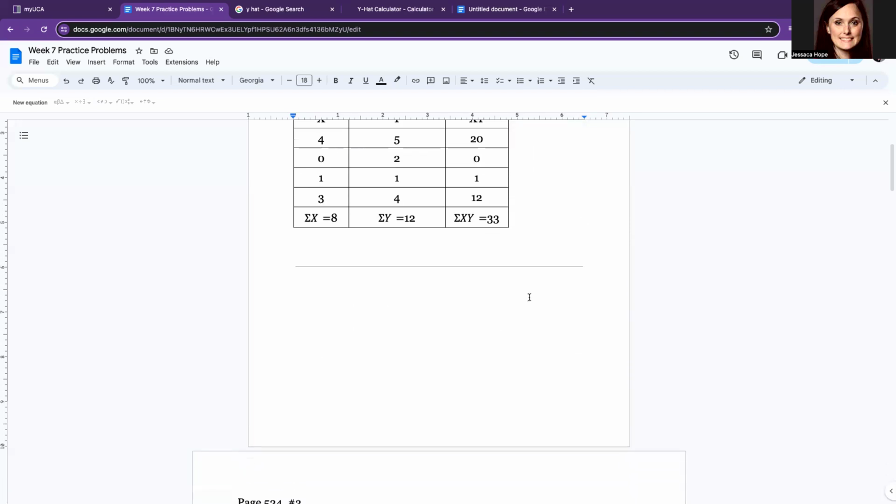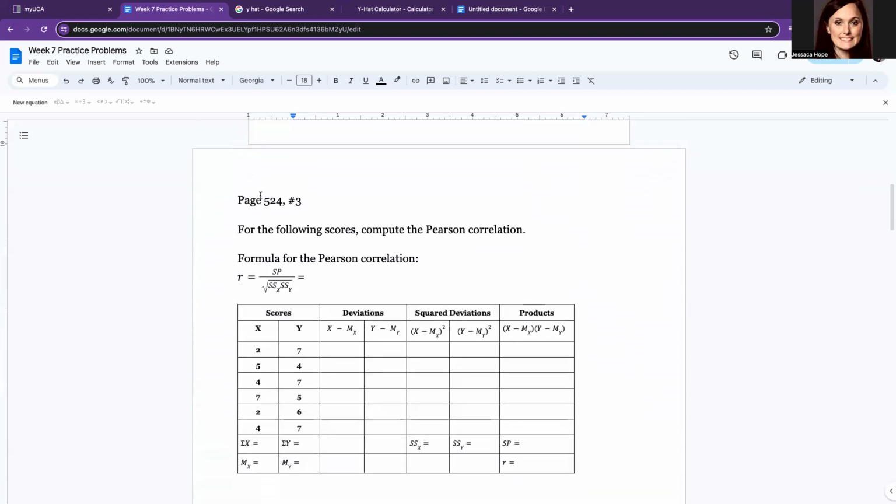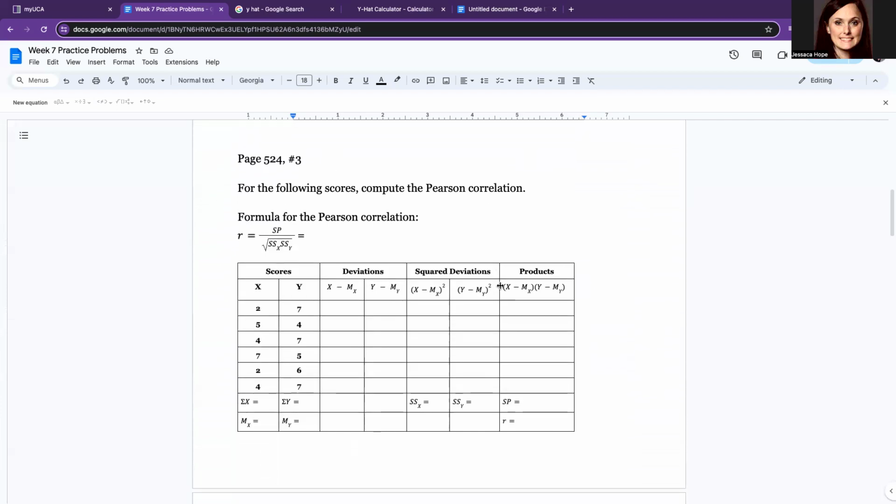I'm going to move on to the next problem. These are the numbers that are in your book if you want to look at them, but I've just put them all here in the same place. So for the following scores, compute the Pearson correlation. So when I see a question, the first thing I think of is, what are they asking? So they're asking for the Pearson correlation. I'm going to look for the formula for the Pearson correlation. Now here's the formula, but obviously you don't have all of this information. You only have these scores. So we're going to fill this table out and come up with these, and then you can do the equation.